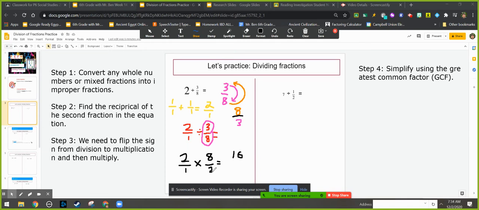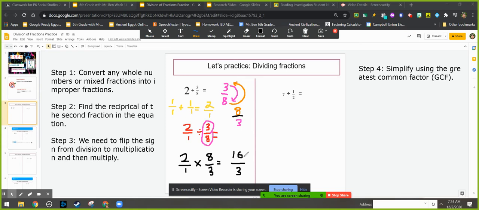Now, and I do apologize, this is totally a 3. There we go. 1 times 3, I'm just doing the numerator times the numerator, and denominator times denominator. 1 times 3 is 3. Now, technically, this is our answer, 16 thirds. We would be done here.